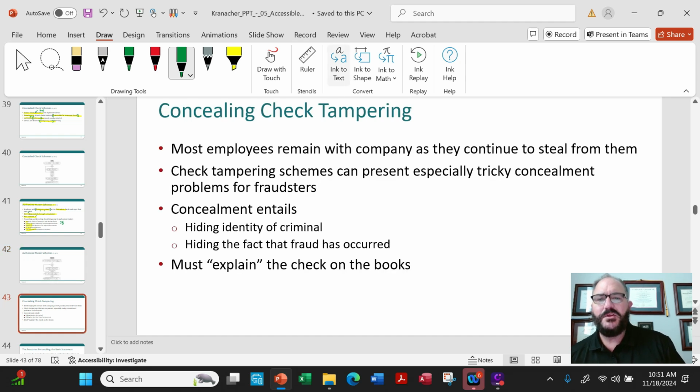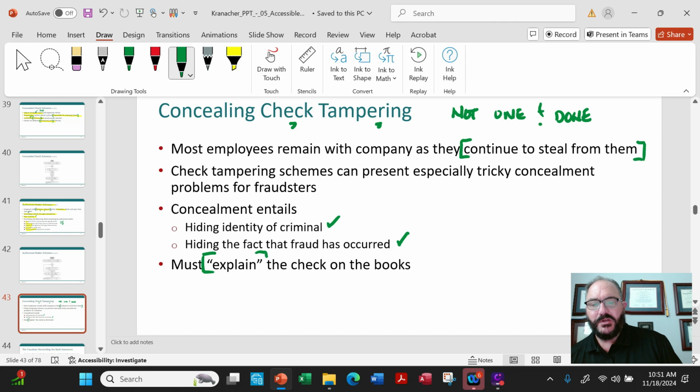Now, the next one, how do you conceal check tampering? Notice, most employees remain with the company as they continue to steal. This is not one and done. They're usually there for a while, and they're going to keep picking the pocket. And again, they have to hide the identity of the criminal, hide the fact. They have to explain, so sometimes they're going to have to go through some juggling acts just to keep things going. But if they figured out a way to get in there, that's what's going to happen.